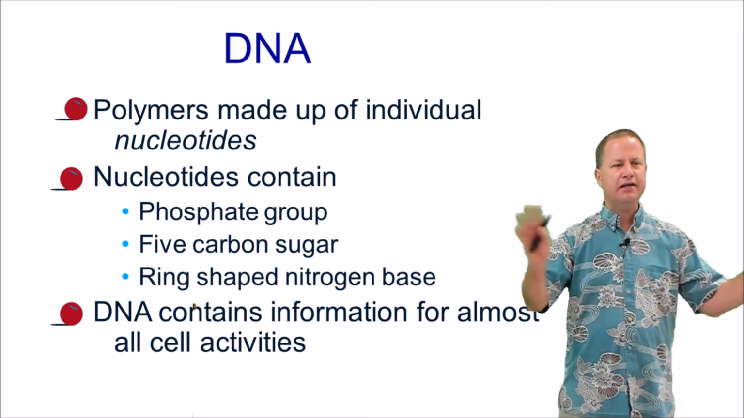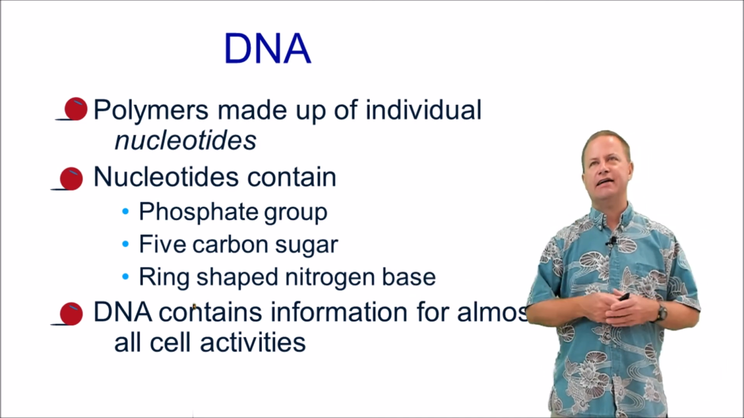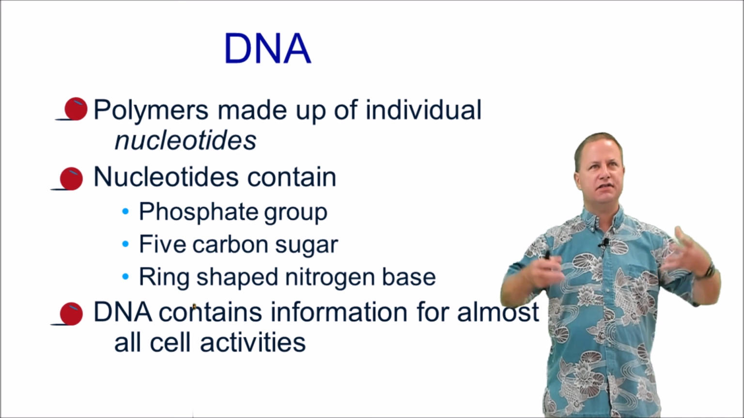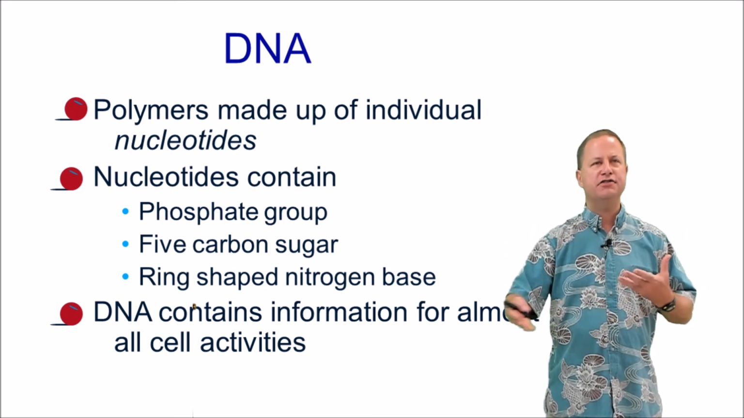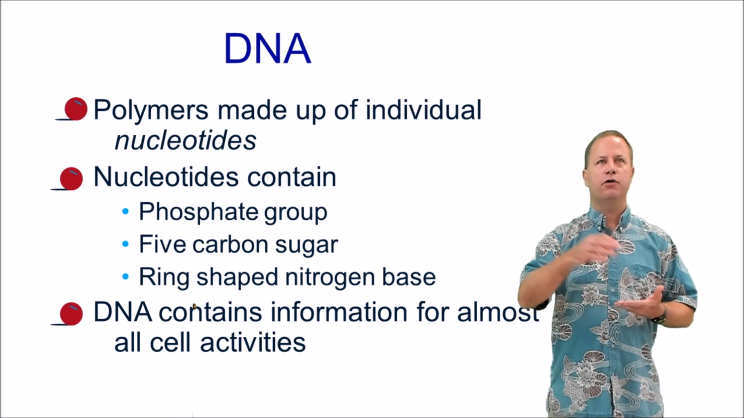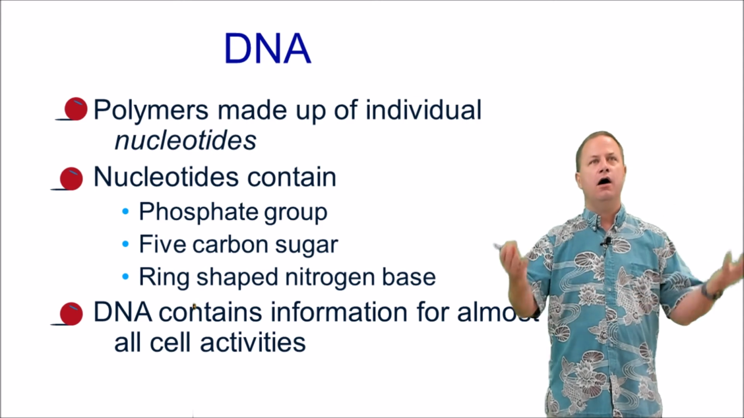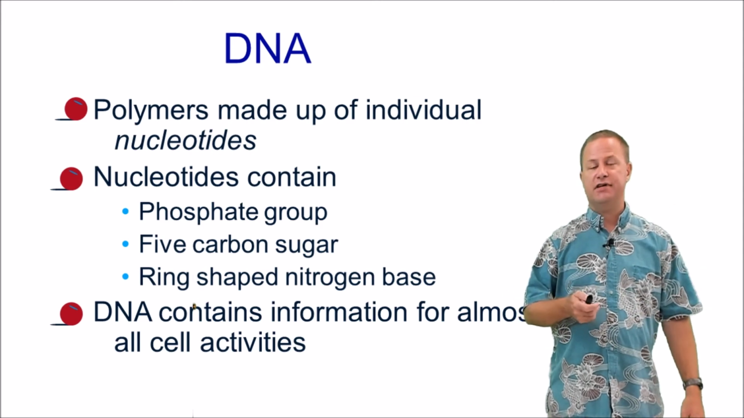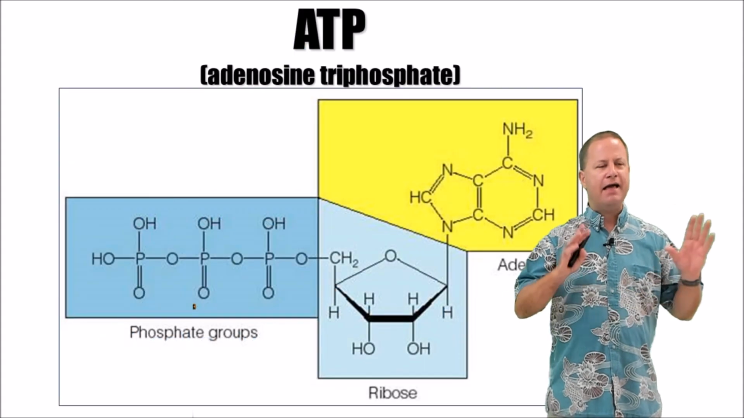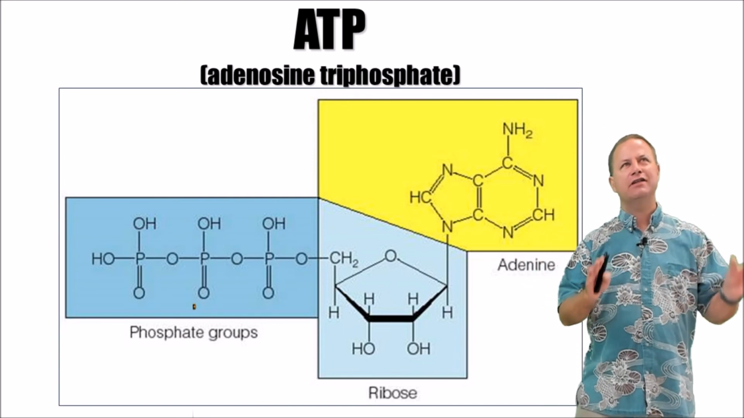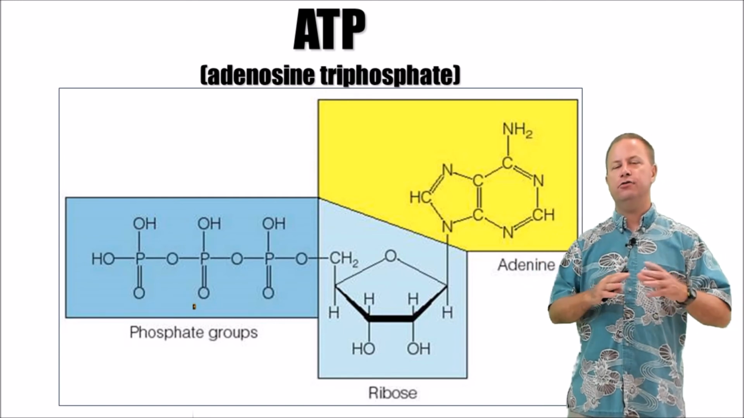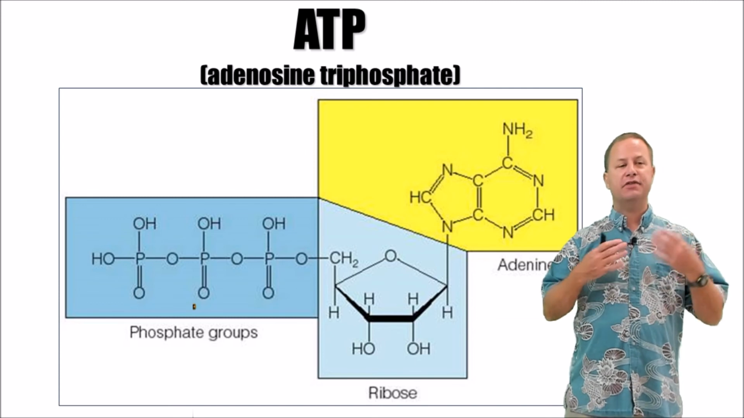DNA contains all the information for almost all the cell activities in the body. So it's really cool. It's like this giant cookbook that we can always go to pull out recipes in order to make new proteins and even replicate ourselves when we do sexual reproduction. Finally, the last type of nucleotide we're going to talk about has nothing to do with genetic information. It has to do with carrying energy.